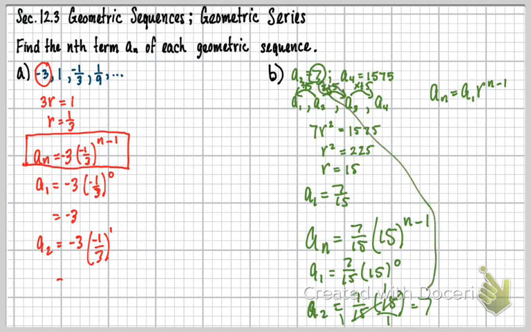So my actual answer for this then is, I'll rewrite it. A sub n equals 7/15 times 15 to the n minus 1. So there is my A sub n term. That's it.